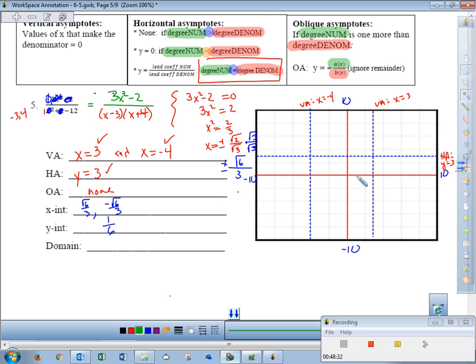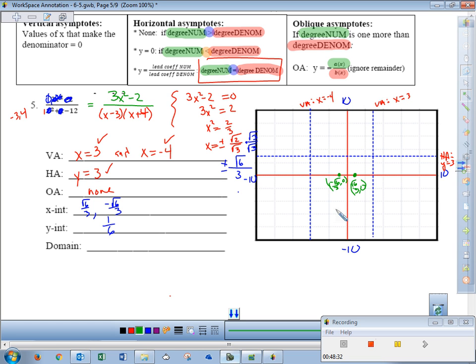And let's see, this is 2, this is 1, so about like right there. But I'm going to put him at square root of 6 over 3, 0. Right, that's one of my x-intercepts. I got another x-intercept right here at negative square root of 6 over 3, 0. Again, I punched them in my calculator to see what they were as a decimal.